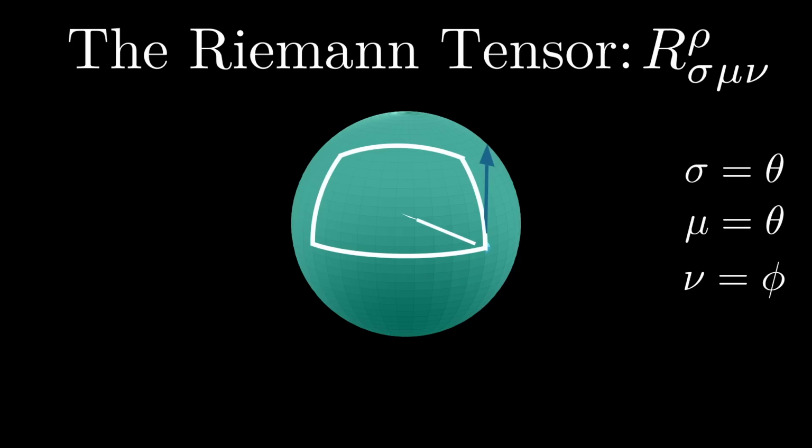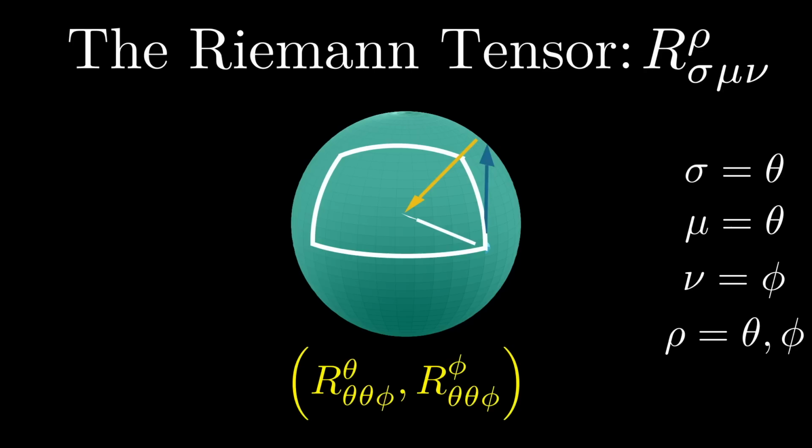Now, however, we can quantify this more precisely. The discrepancy in direction between the two vectors can be encapsulated in their difference vector. This vector itself has 2 components, one in the theta direction and one in the phi direction. And it's these 2 components that are exactly what the Riemann tensor represents. The final index, rho, indicates which component of this difference vector we consider.